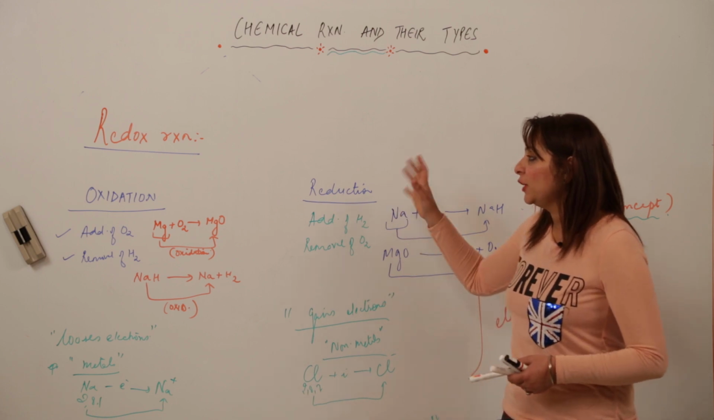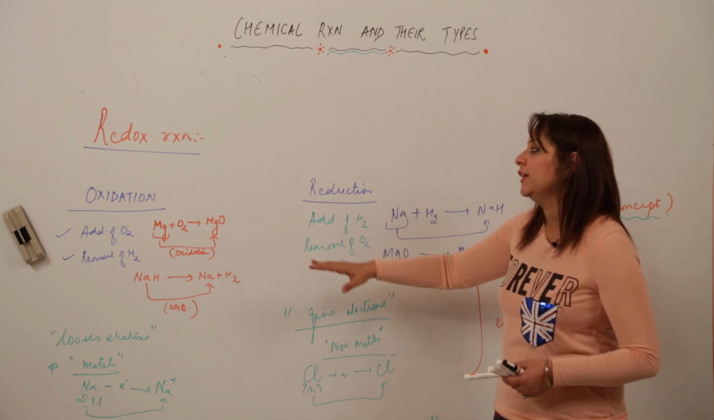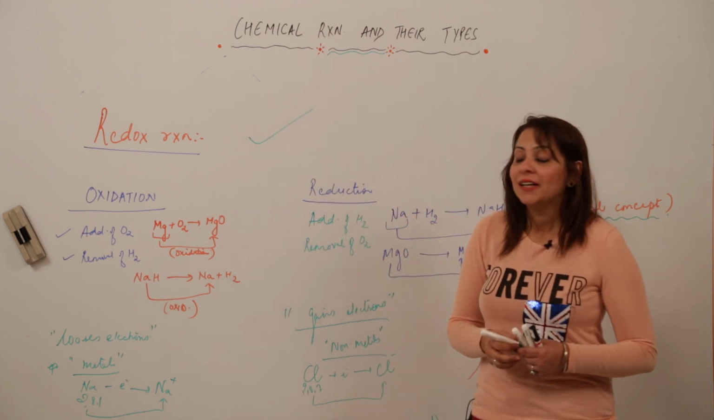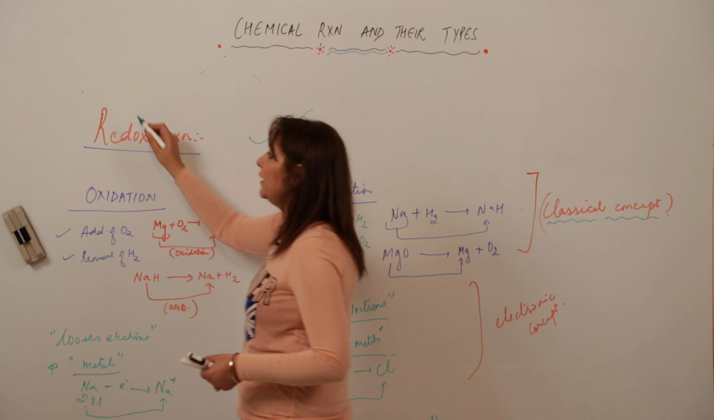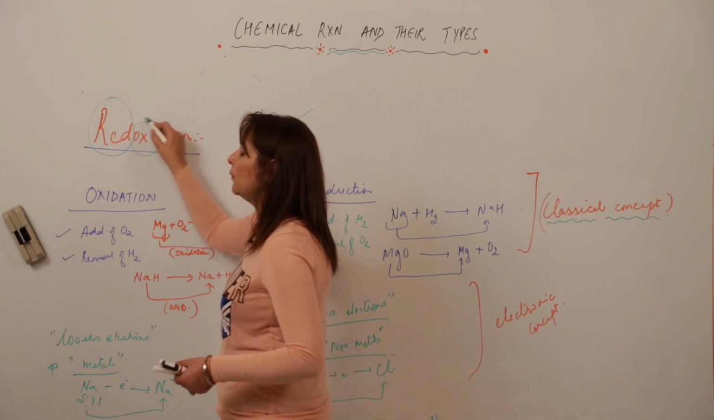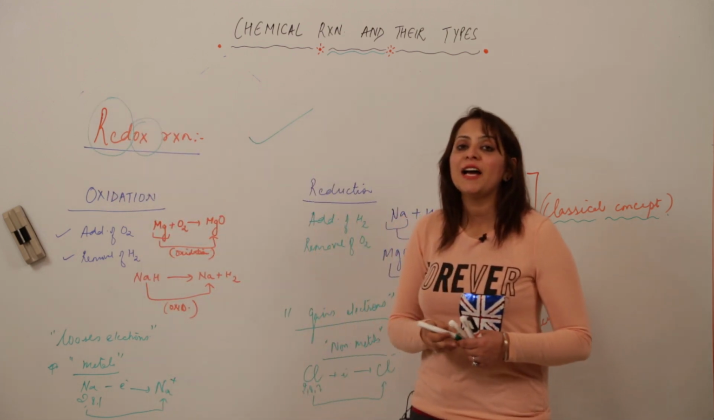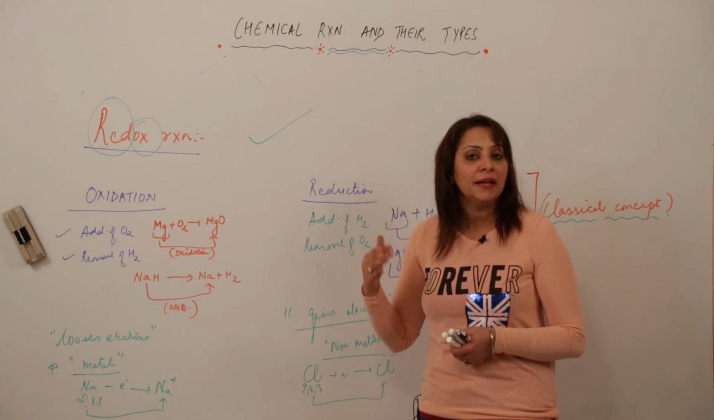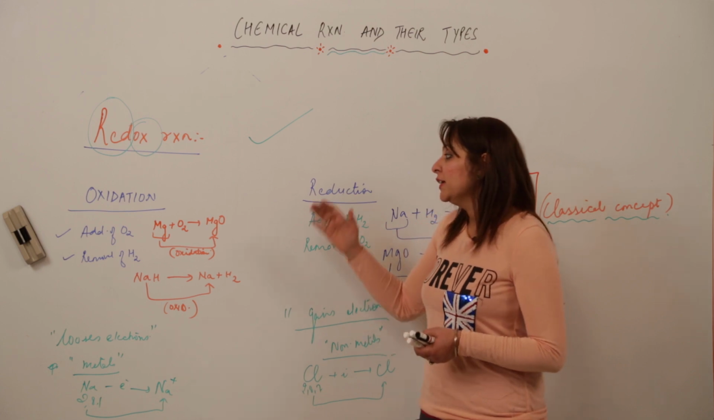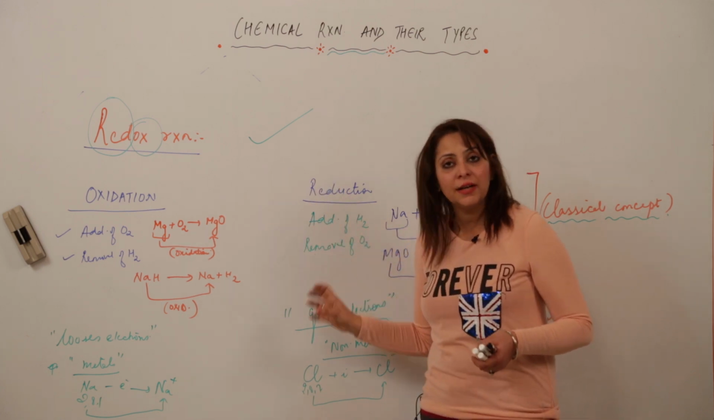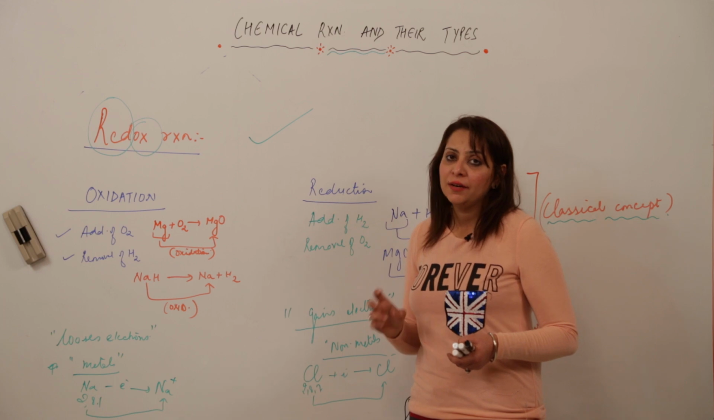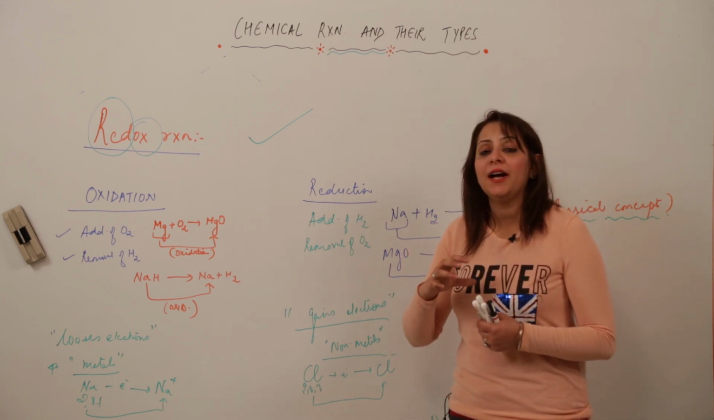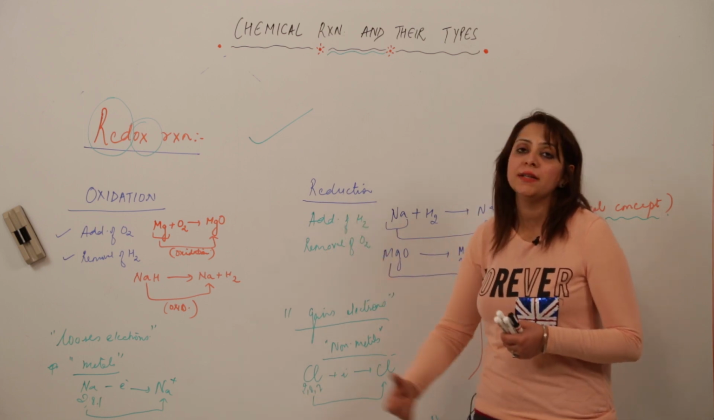The reaction in which oxidation and reduction both occur simultaneously is called a redox reaction. As the name suggests, RED comes from reduction and OX comes from oxidation. The redox reaction is a reaction in which reduction and oxidation are both occurring simultaneously. So redox reaction just refers to this combination of oxidation and reduction. One more thing, there are two kinds of agent which are involved in this reaction.